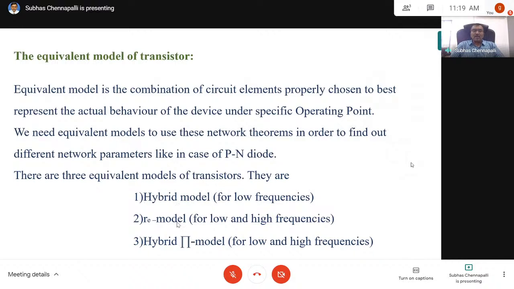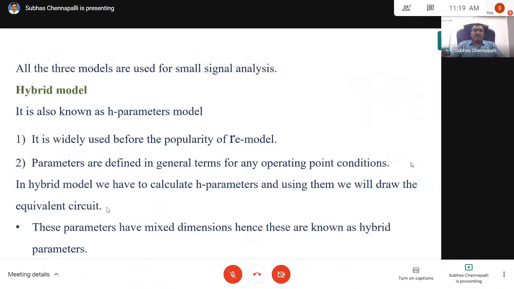Then we can apply these two models for low frequency as well as high frequency. Let us go ahead working on H parameter. All the three models are used for small signal analysis, for low frequency and high frequency. Then we talk about the hybrid model. It is also called the H parameter model. It is widely used before the popularity of re. I mean, working on the re model is simpler than H parameter. Less number of parameters are there.